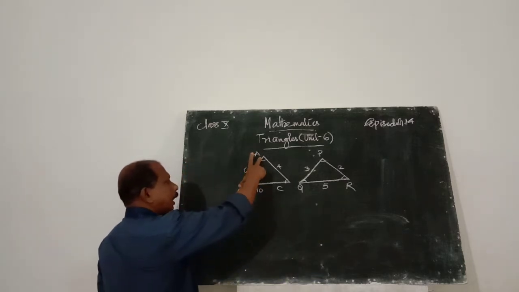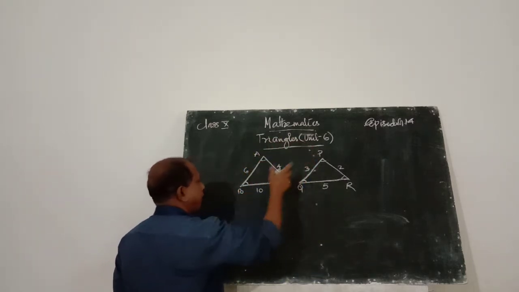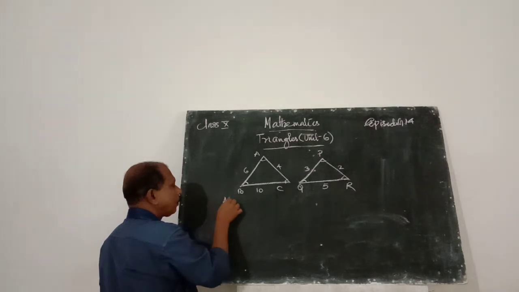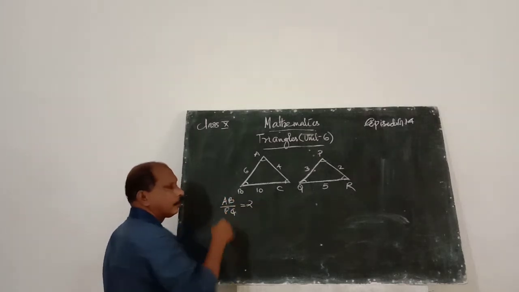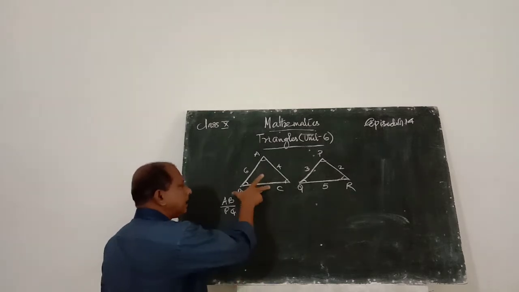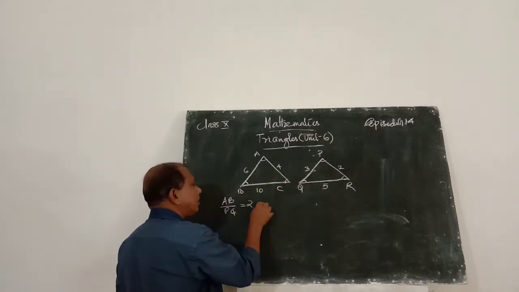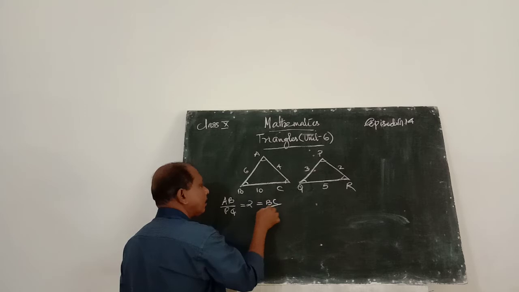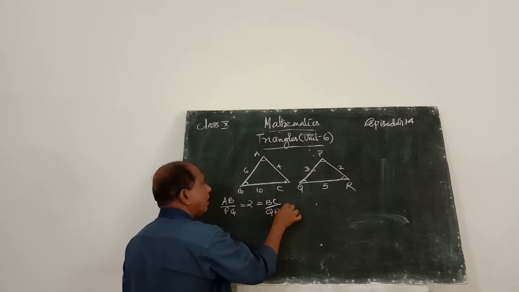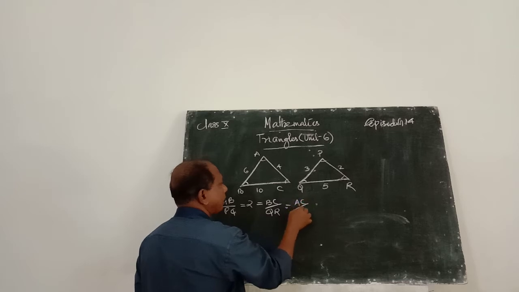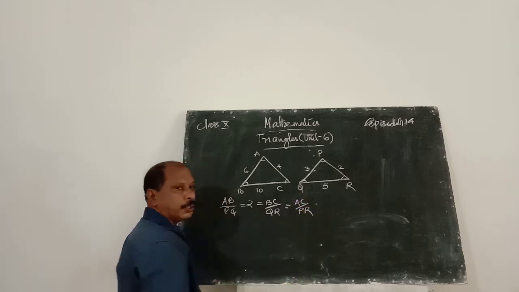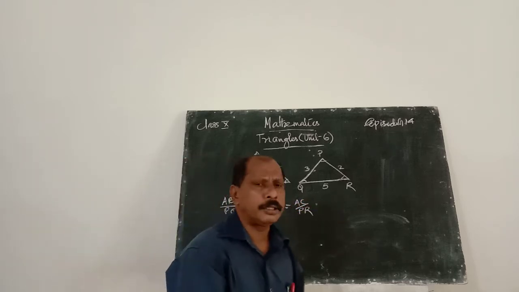That means AB by PQ is equal to 2. Similarly, BC by QR is also equal to 2. And AC by PR. These ratios are the same, therefore they are proportional.